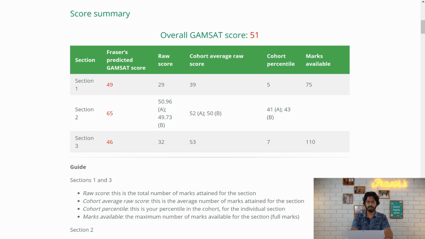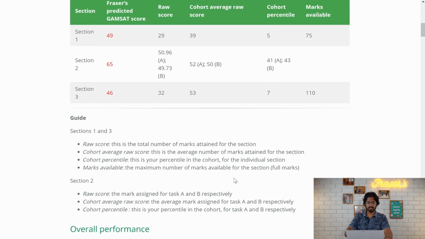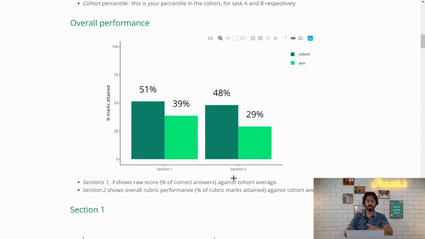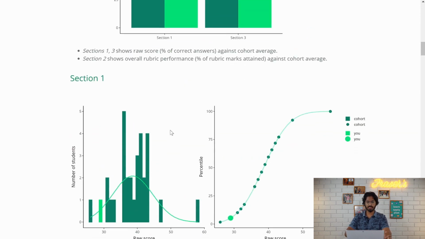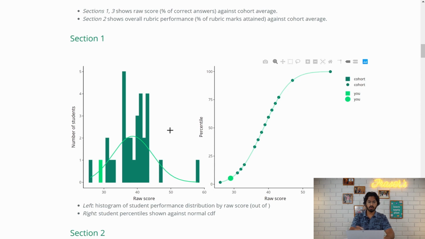So over here they have their raw scores as well. They have the raw scores of the cohort, and then they have their percentile within the cohort. So let's add a bit more specificity to that after looking at their overall performance in section 1 and 3. If we take a look at section 1, we can see where they're landing as an individual, and that's where you'd be landing in terms of the overall bell curve. So again, you can have a comparative understanding of where you're at in terms of the section as a whole.